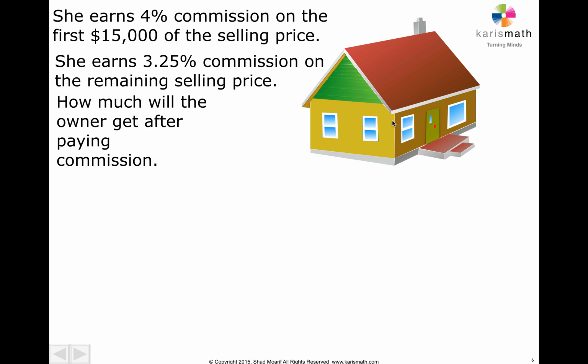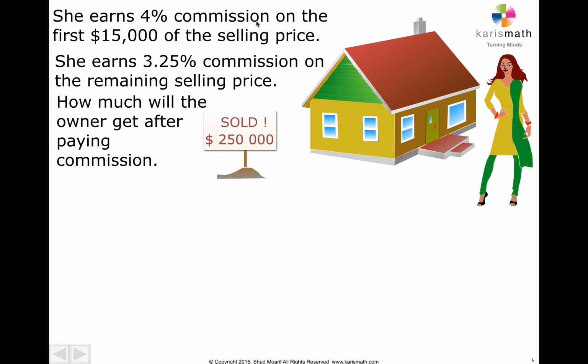Let's look at, say, this house here. And this lady is going to be selling this house. So she's the agent. Now she earns 4% commission on the first $15,000 of the selling price. And then she earns 3.25% commission on the remaining selling price. Let's try to understand that.